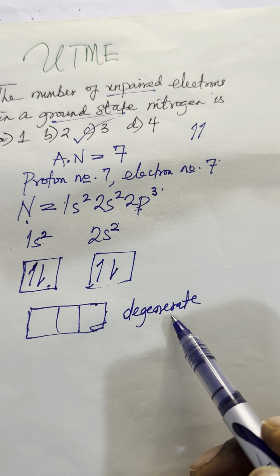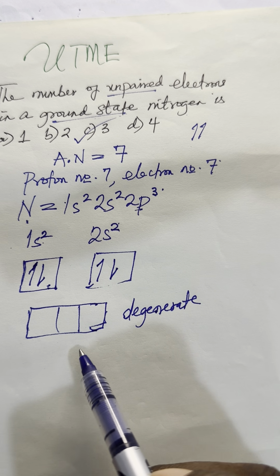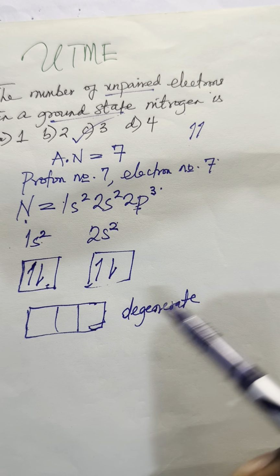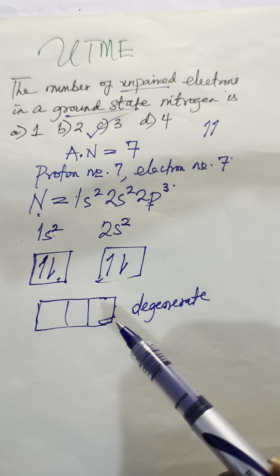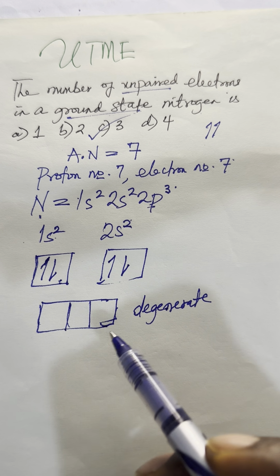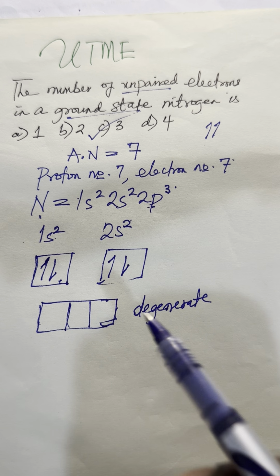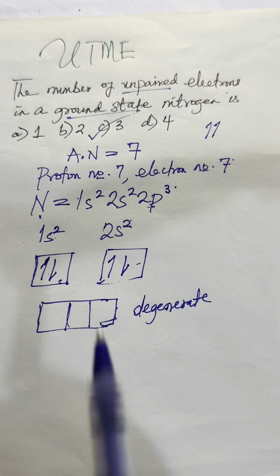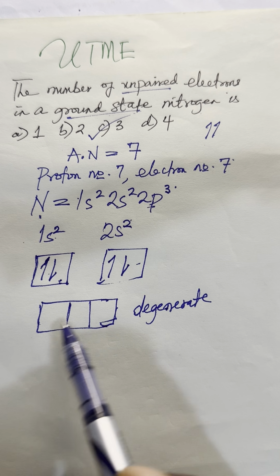Now, why do I call it a degenerate orbital? The meaning is that it has more than one subshell, so they possess or share the same energy level. That's what it means. We use Hund's rule to fill this particular one. I don't want to say much because this video is getting longer. And what does Hund's rule state? Hund's rule says that electrons should fill into orbitals singly first, one by one, before pairing in a degenerate orbital.